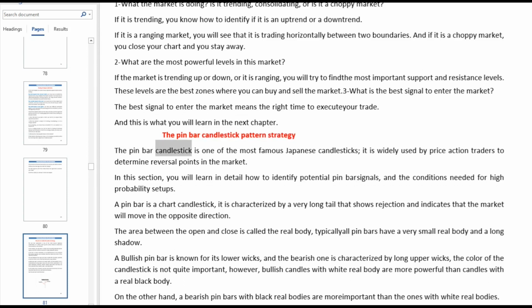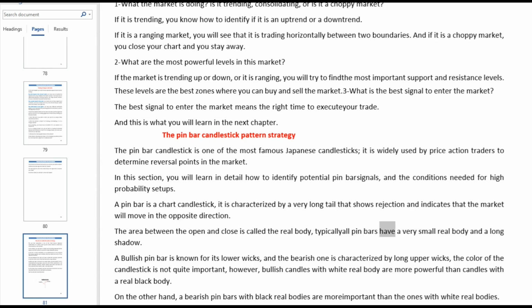The pin bar candlestick is one of the most famous Japanese candlesticks. It is widely used by price action traders to determine reversal points in the market. In this section, you will learn in detail how to identify potential pin bar signals, and the conditions needed for high probability setups. A pin bar is a chart candlestick characterized by a very long tail that shows rejection and indicates that the market will move in the opposite direction. The area between the open and close is called the real body.